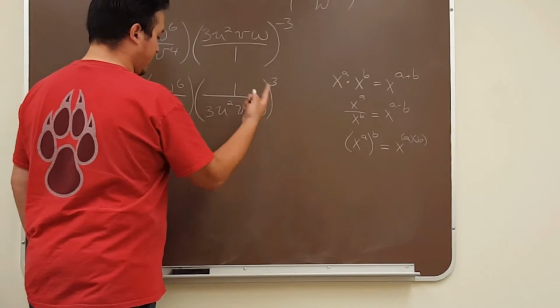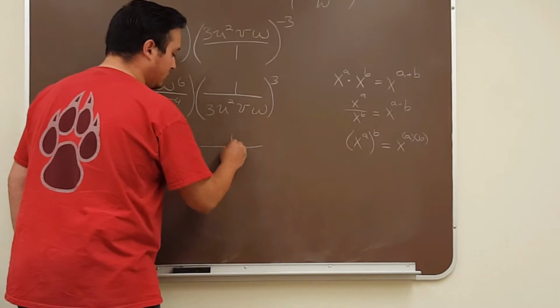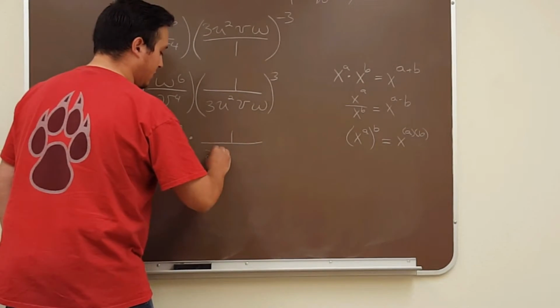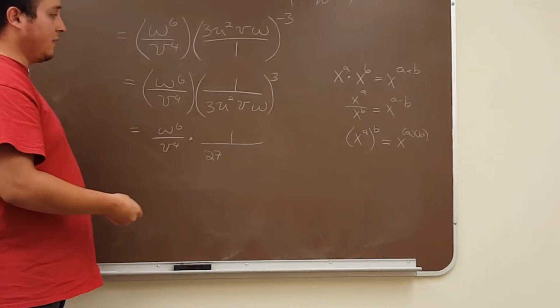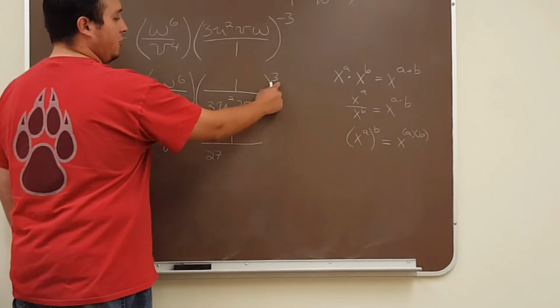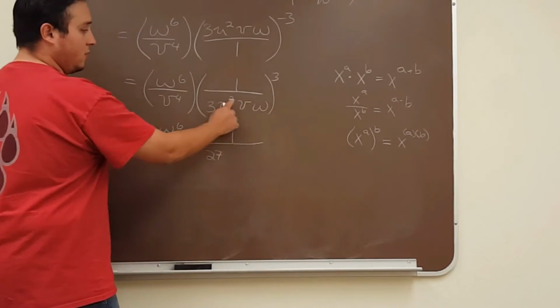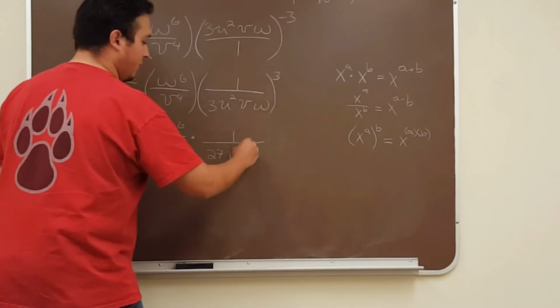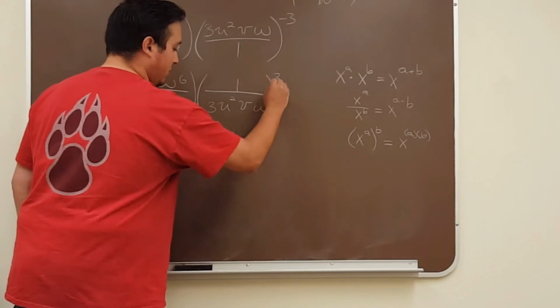One to the third power is 1. 3 to the third power is 27. 3 times 3 is 9, times 3 is 27. U squared cubed, again you multiply the exponents, so 2 times 3 is 6, so this will be u to the 6th, v to the 3rd, w to the 3rd.